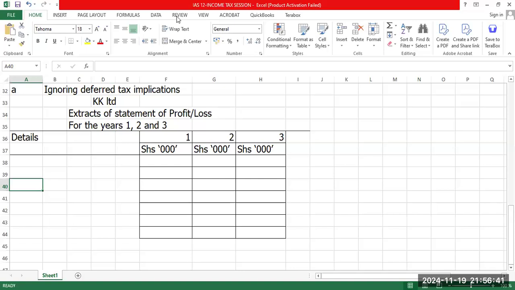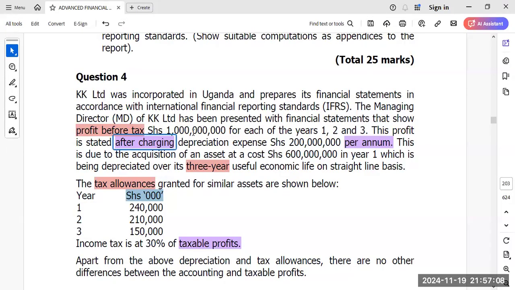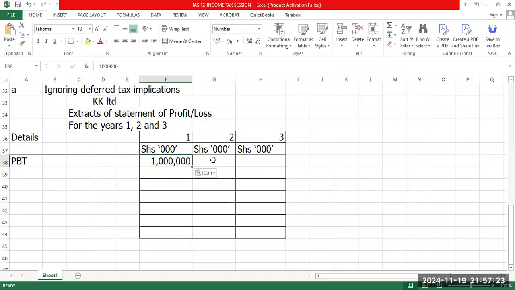And in the question, you see that we don't have sales, we don't have all those items mentioned. Other incomes, admin expenses, you don't have. What you have is profit before tax. That's what is given in the question. And this profit before tax is 1 billion for each year. And because we are keeping 3 zeros, I will just write 1 million for each year. This is 1 million, 1 million, also here 1 million.